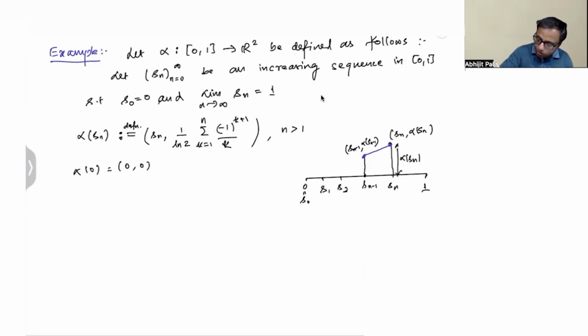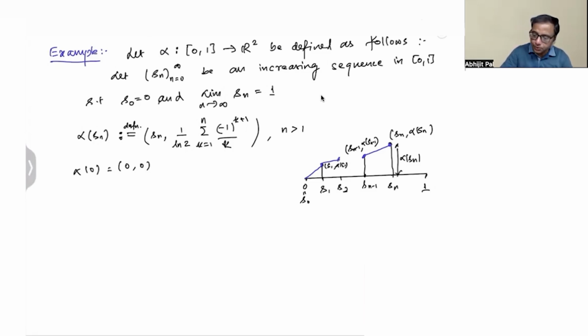Okay, so what is now my curve alpha? Here for S1, I have this point, S1 comma alpha S1. So I join 0 to S1, this point, by a straight line, and you continue to do this thing.